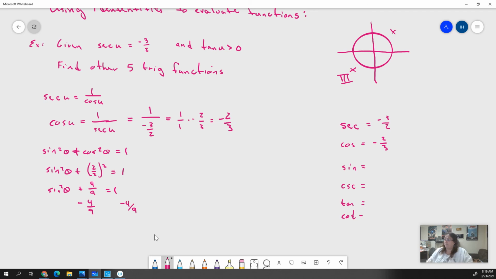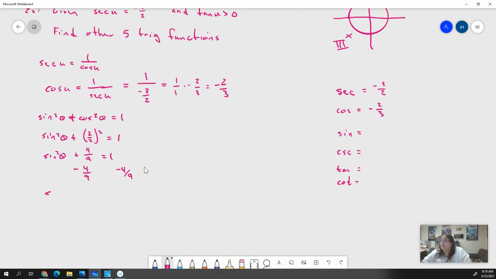And I would get sine squared of theta equals 1, which is 9/9 minus 4/9, which gives me 5/9. Now notice that's giving me sine squared of theta, and I want to know what sine of theta is. So I'm just going to take the square root of both of those, and I'll have that sine of theta equals the square root of 5 over 3. And I can just write that over here for now.